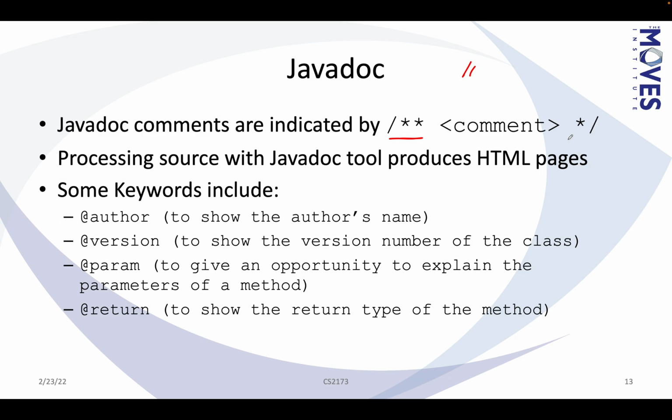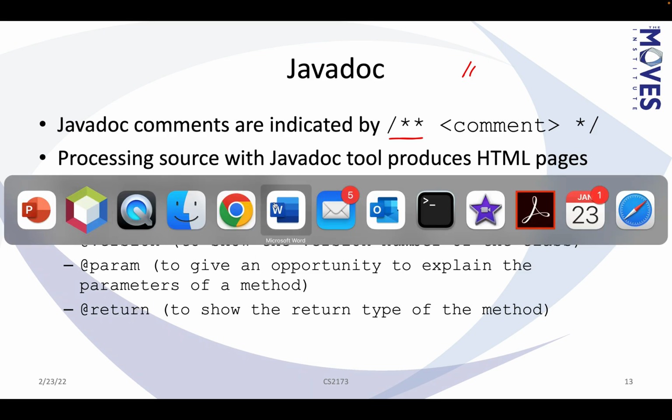What the JavaDoc tool does is that JavaDoc comments can be processed by the JavaDoc tool, and that produces these linked HTML pages. And we can also include some keywords such as author, version. Param is one you want to have in your methods that have an argument, and return for those that have a return type.